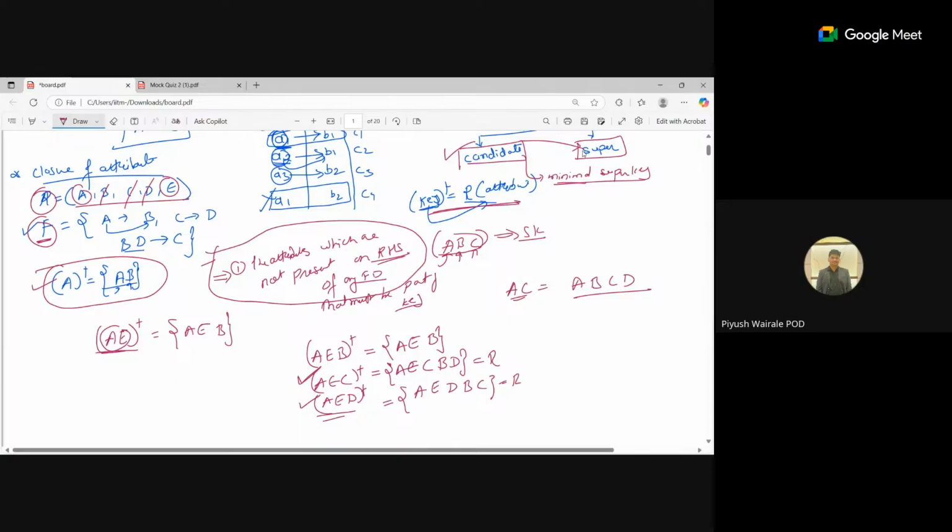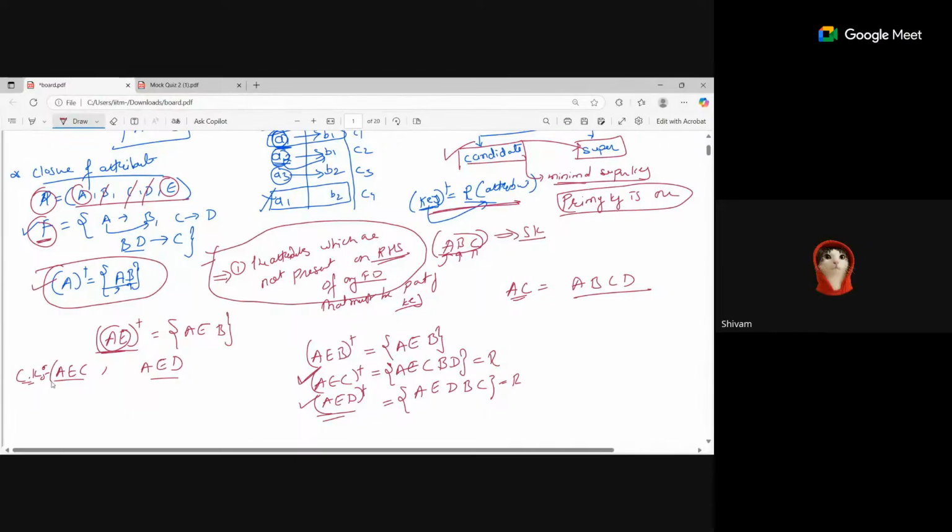Super keys will always be multiple, but a primary key will be only one. So primary key is one, but candidate keys can be multiple. And out of those candidate keys, we select any one of the keys as my primary key. So here we have found that our candidate keys are AEC and AED. Anyone, any doubt how to find out candidate key?